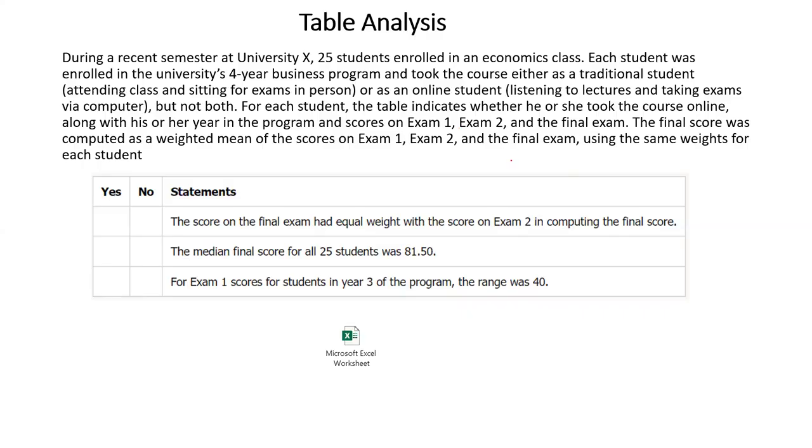Now look at this. The final score was computed as a weighted mean of the scores on exam 1, exam 2, and the final exam, using the same weights for each student. So let me quickly open the Excel for you guys.